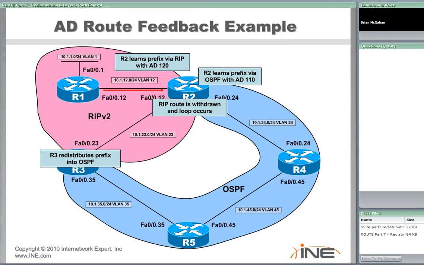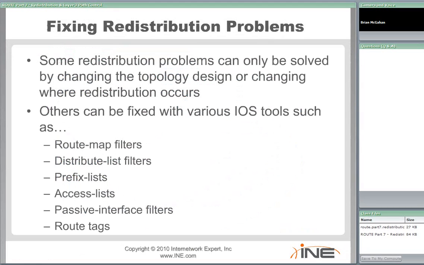So before we look at this on the command line, how to actually fix these problems, let's talk about what are the different tools that we have in IOS in order to deal with this. Some of the problems we can only fix by simply changing the topology design or changing where the redistribution happens. In other cases, we may be able to fix them by using route map filters, distribute lists, prefix lists, access lists, passive interface, and route tags. And the last one is kind of an interesting tool, a type of automatic filter, in order to prevent these types of problems from happening.